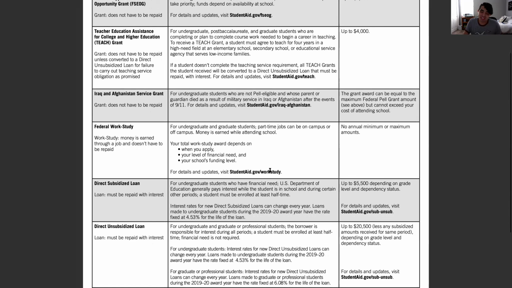Then there's federal work study. This is an amazing thing. Work study is something that many, many people are eligible for, and some people take it and some people don't. Work study is a part-time job on campus. Your total work study depends on when you apply, your level of financial need, and your school's funding. It really depends. On your SAR, they will say you are eligible for work study. That does not mean you will be getting work study. It depends on what your institution says.